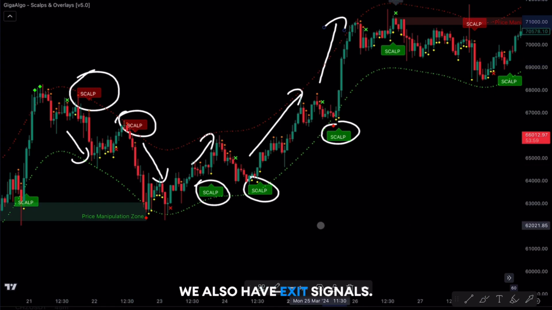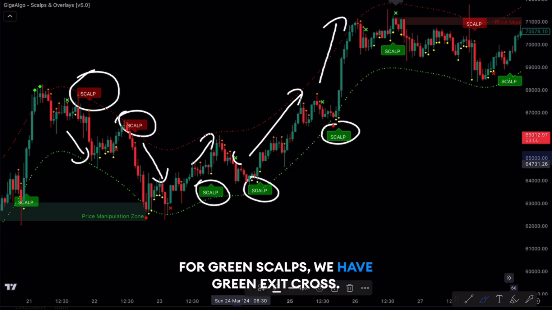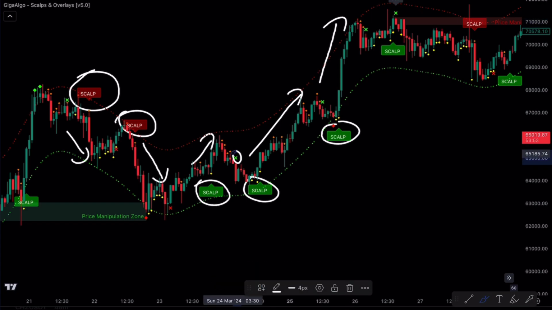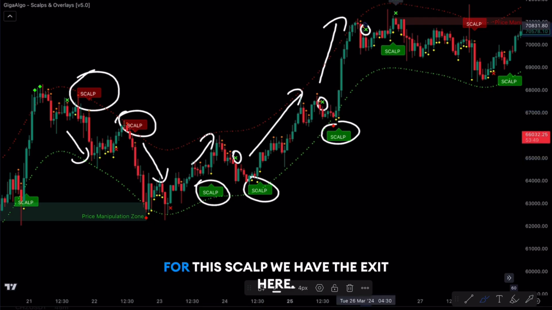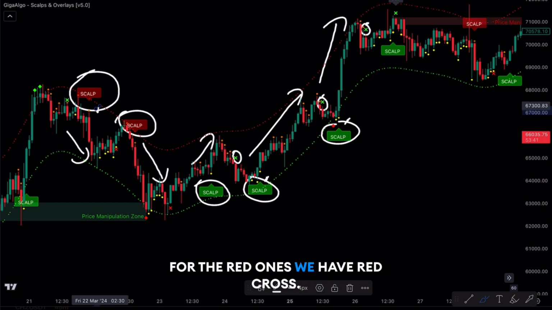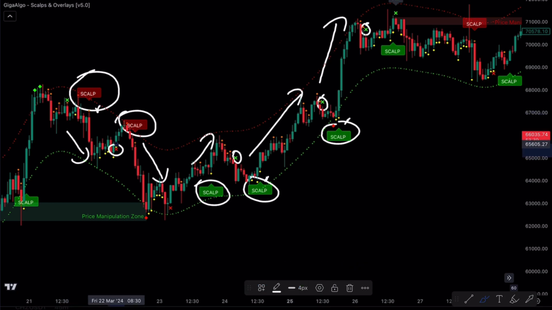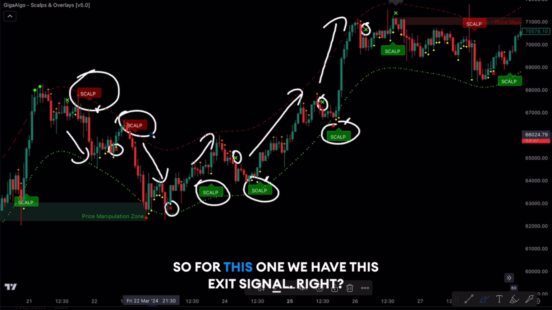We also have exit signals. For green scalps, we have a green exit cross. For this scalp, we had the exit here. For this scalp, we have the exit here. And for the red ones, we have a red cross. So for this one, we have this exit signal, right?